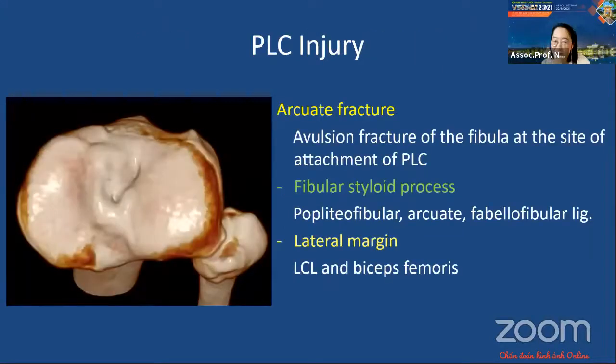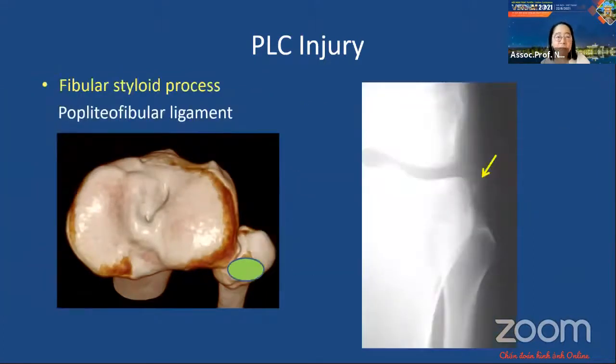First of all, look at fracture. Acute fracture is the avulsion fracture of the fibula at the site of the attachment. It can occur at the fibular styloid process, where the proximal fibula, arcuate and fabellofibular ligament insert. On the lateral margin, the weaker structure is the LCL or biceps femoris. Here is an example of the fibular styloid process, where the popliteofibular ligament inserts. There's a small fragment of bone pulling from the fibular styloid.